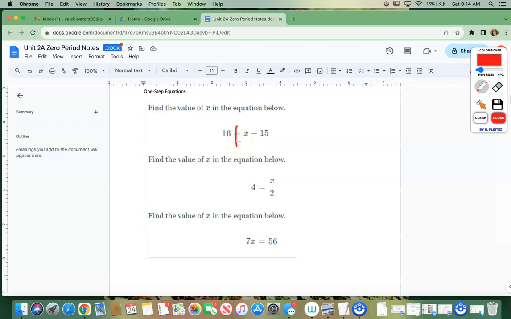Okay. So let's see what is on the same side as this x. Well, there is a minus 15. What's the opposite of minus 15? Adding 15. So let's add the 15 over. And that will make it x on this side equals 16 plus 15, which is just 31. And so x is 31. You might be more comfortable writing it like this with the x on the left side. And of course, that would make it x equals 31.